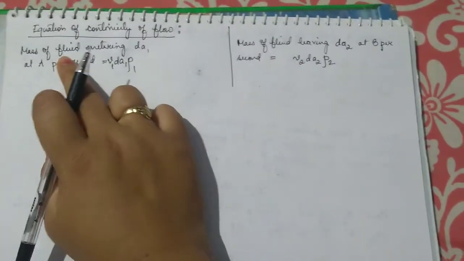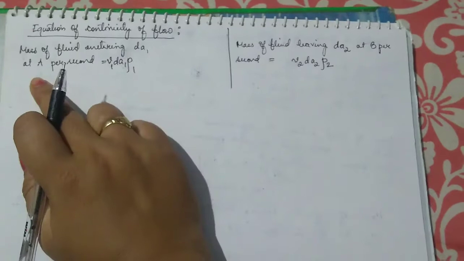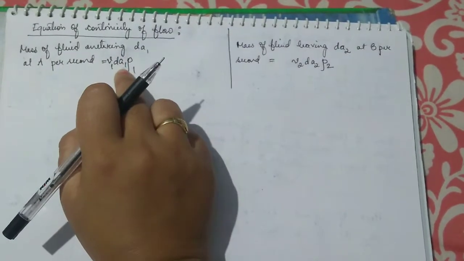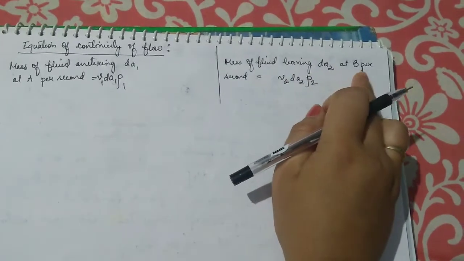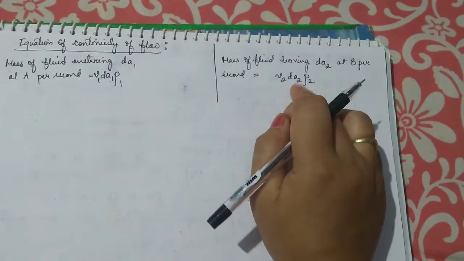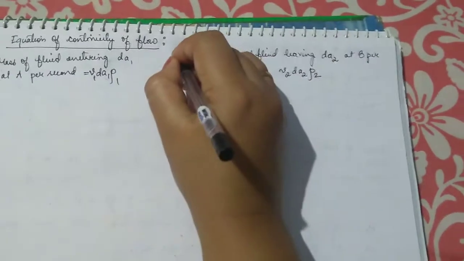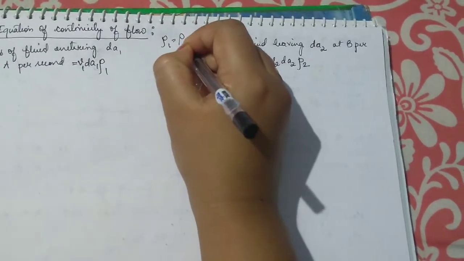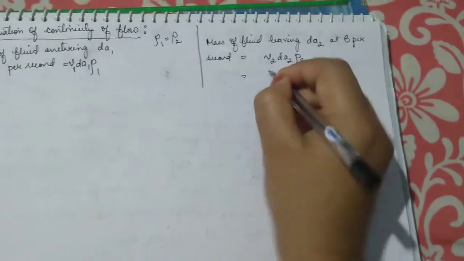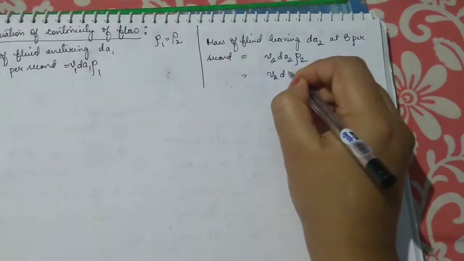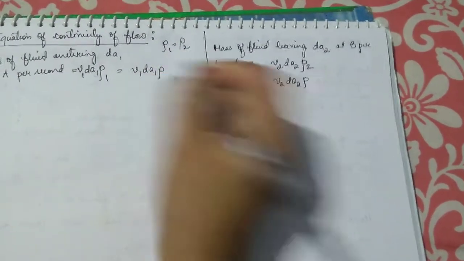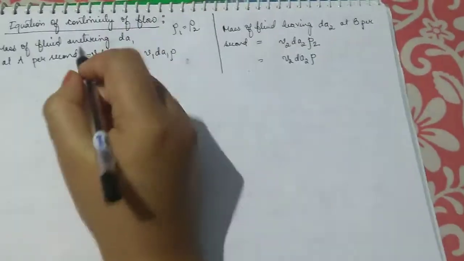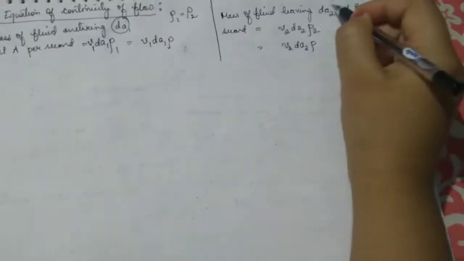So we have got to know that the mass of the fluid entering dA1 at A per second is V1 dA1 rho 1. And the mass of the fluid leaving dA2 at B per second is V2 dA2 rho 2. We have already discussed that we have the same fluid, so rho 1 is equal to rho 2. There is no use of considering rho 1 and rho 2 separately; it is simply rho. And here also it is simply rho. Now this is for dA1, and this is for dA2.